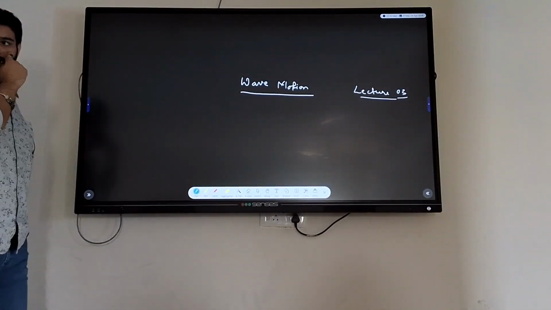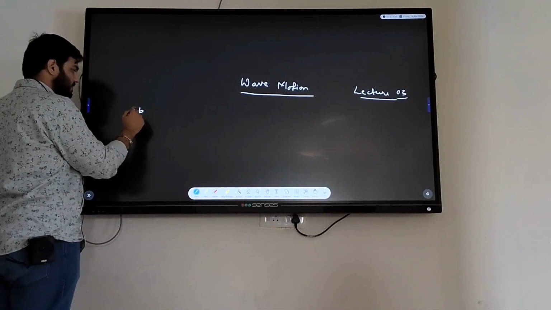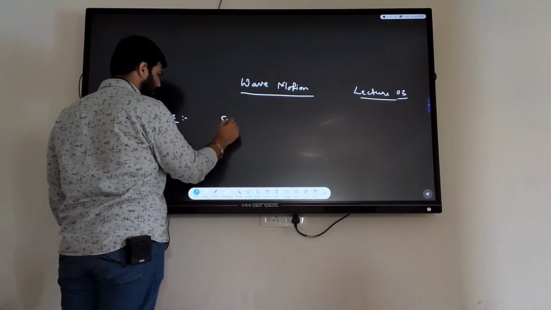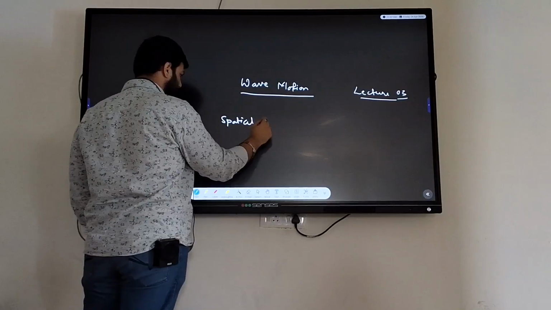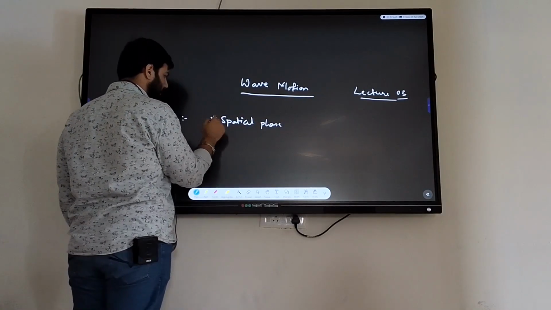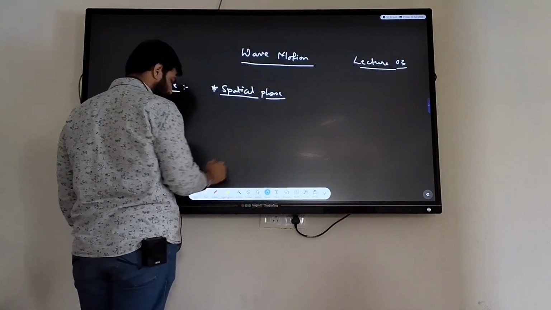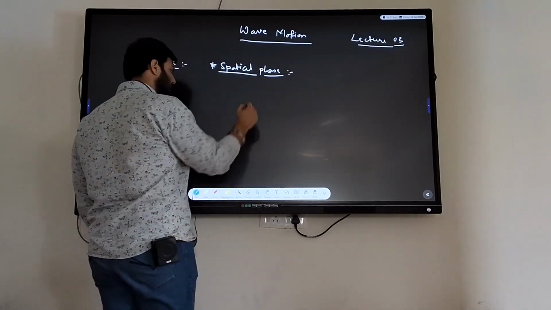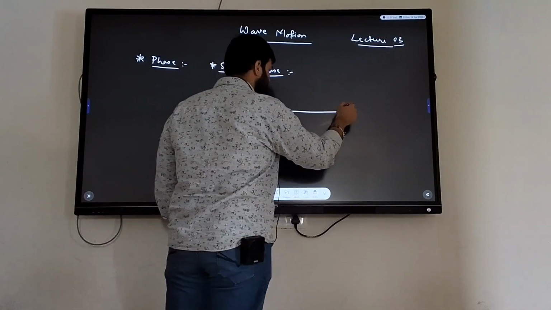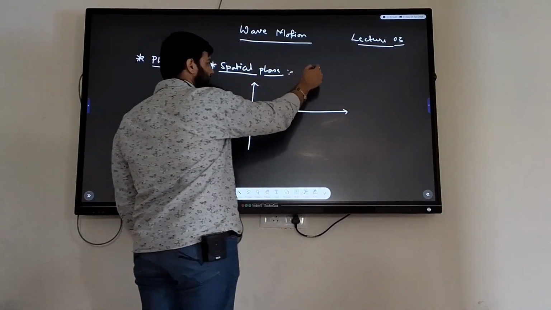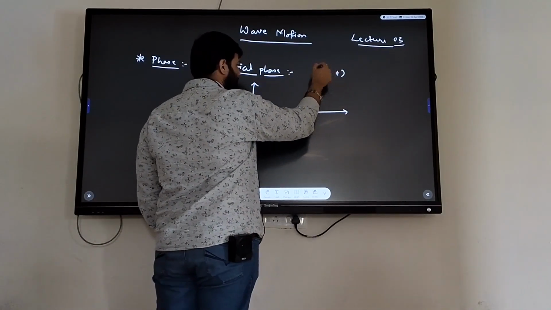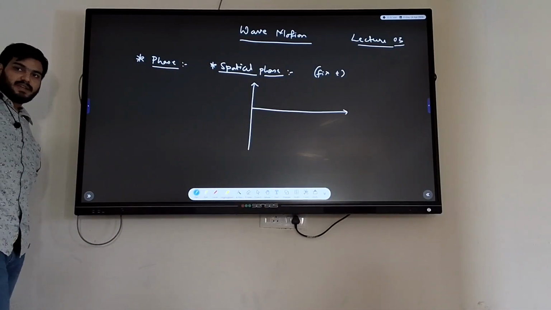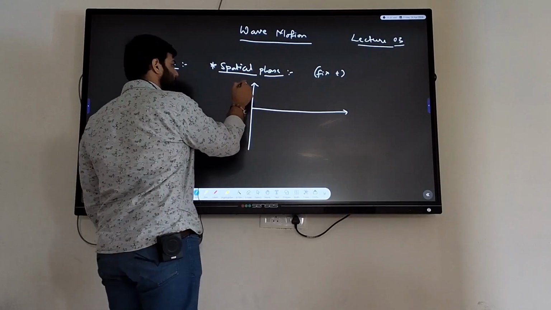And I think we were talking about the spatial phase last time. And if you remember, let me have a small discussion on that before going forward. It's like if you have two waves, so I'm fixing time here. I'm fixing time and then I'm looking at two different waves at the same time. Then let's say what will be the plot?